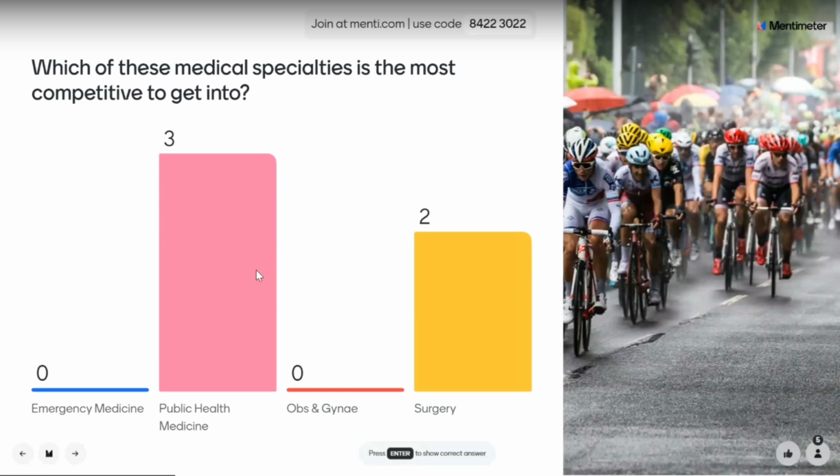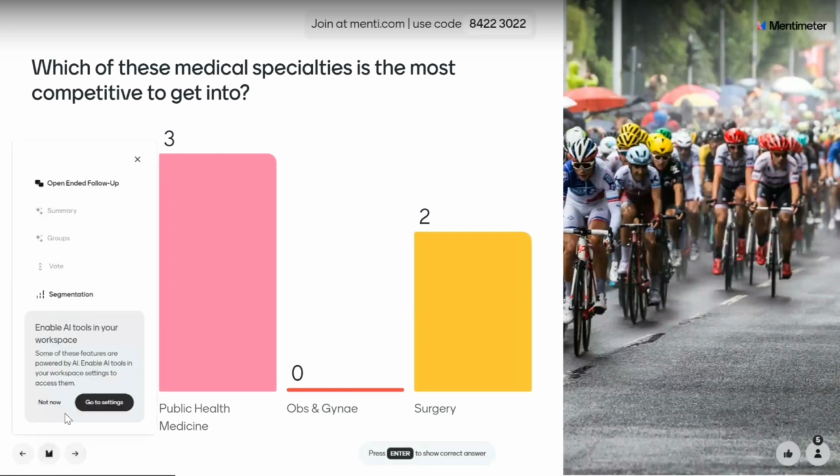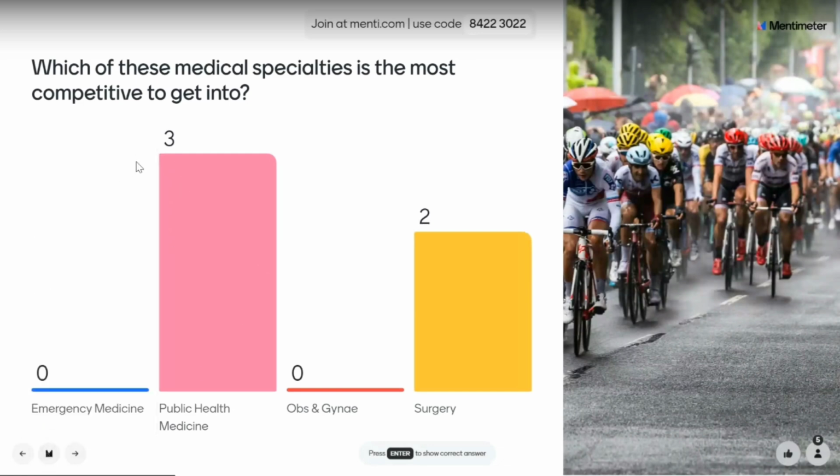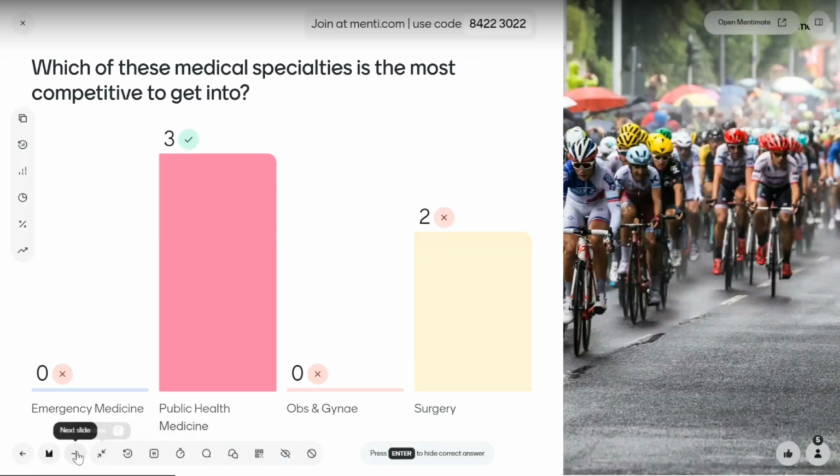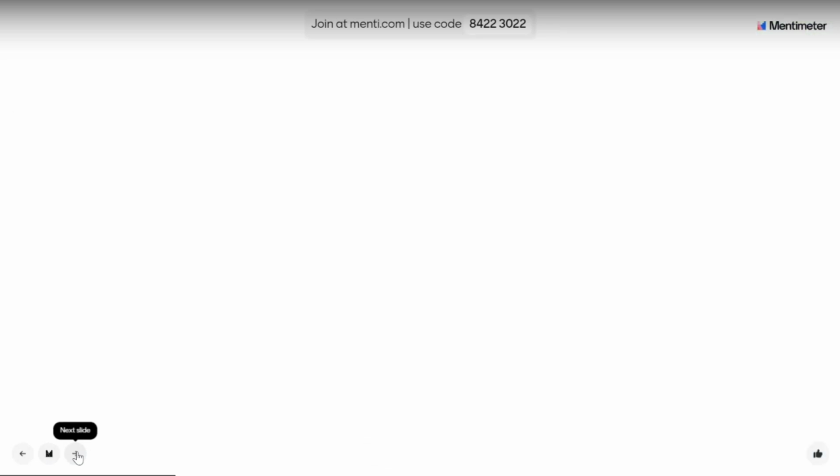Well, it looks like people know a lot about this. Ordinarily, people would assume that specialties like surgery, obs and gynae, even emergency medicine, are more competitive than public health, but it's actually one of the most competitive specialty trainings to enter. The next slide will show some numbers.